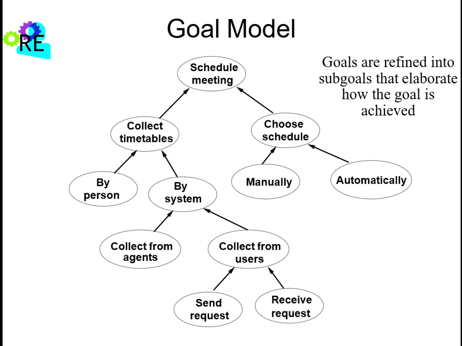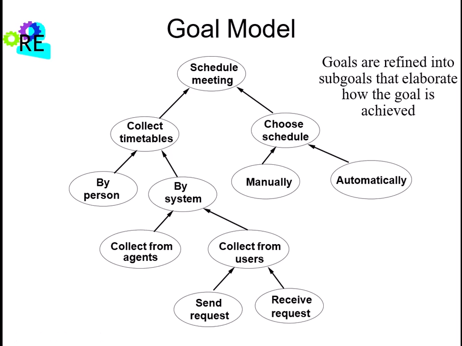So if we define it that the system has only one goal, yes, it's correct, but remember that the high level goal or objective is also called the business requirement or business need or business objective. So there is one business objective, the main objective, that is schedule meeting. And for achieving the schedule meeting goal, we need two sub goals. One is collect timetables and another is choose schedule.